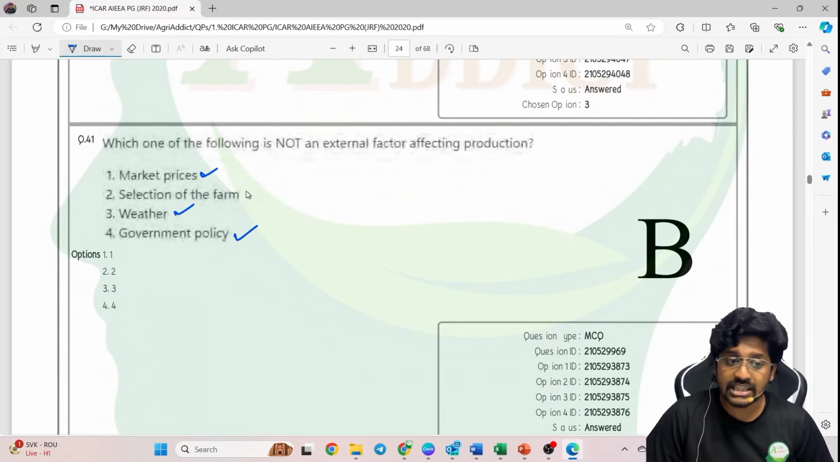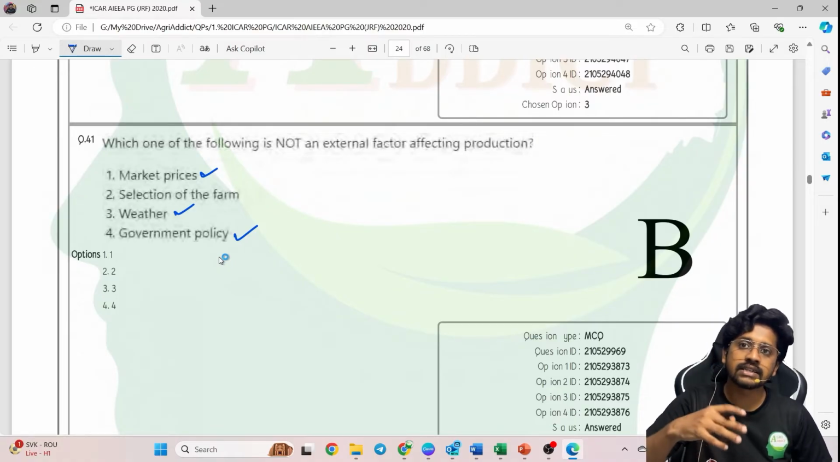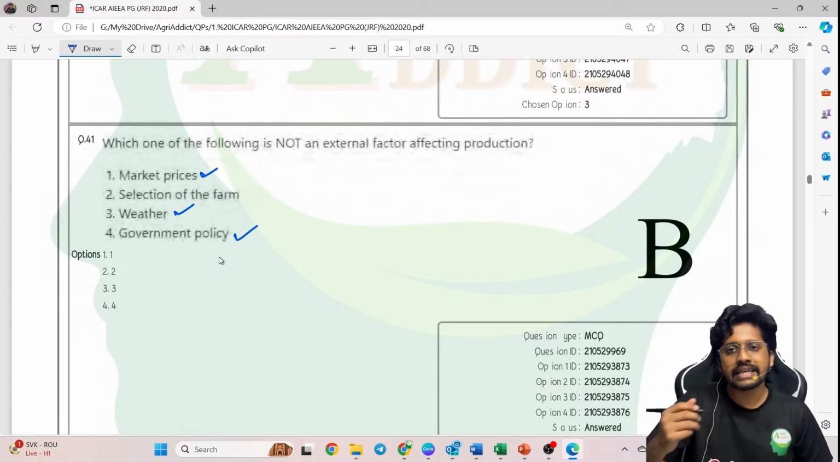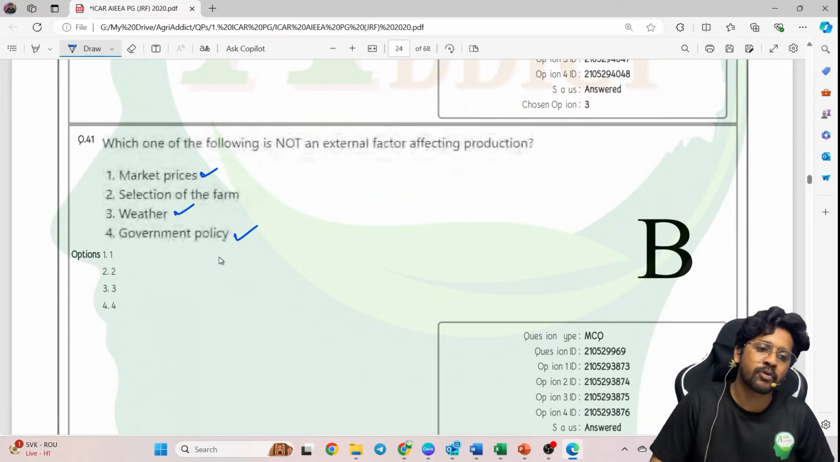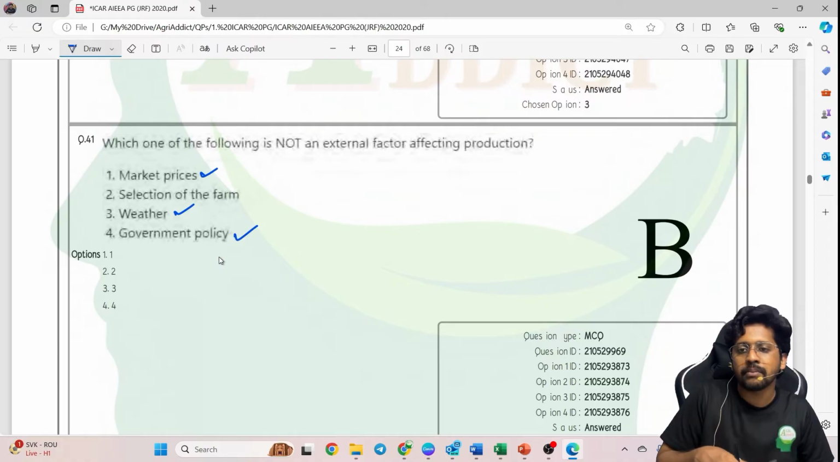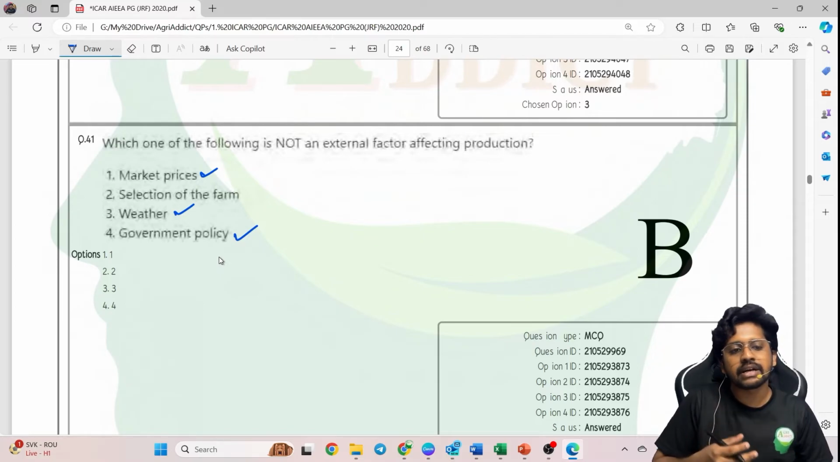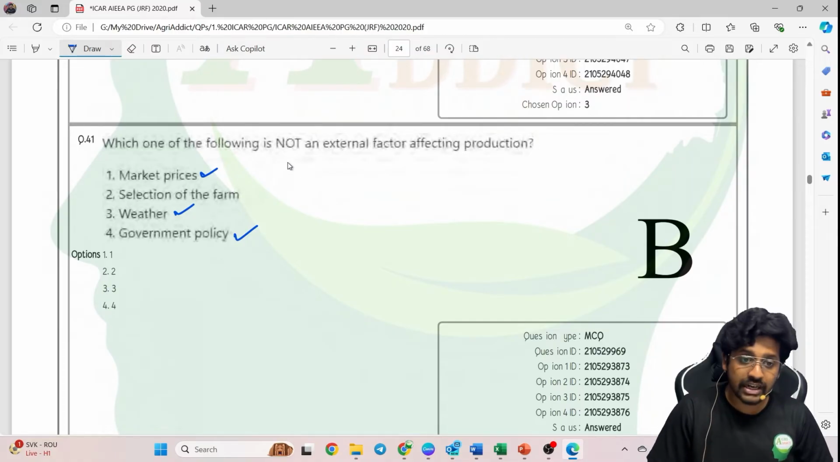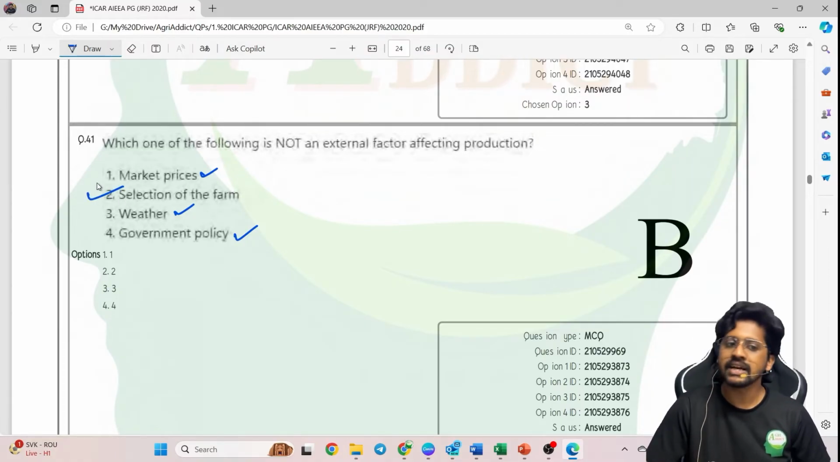But what about the selection of farm? Selection of farm is actually under the control of the farm business manager, right? If I am getting much more profit, I can hire more land to produce. So there is much more say in the decision to select a farm. So it can be considered as an internal factor, not an external factor. Therefore option 2 will be the correct answer here.